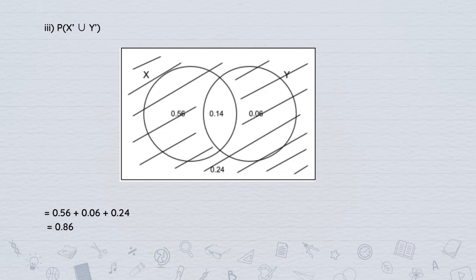Question for A3 Roman is P of x prime union y prime. If you see union, you need to find all the shaded region. The shaded regions are 0.56 plus 0.06 plus 0.24 equals 0.86.